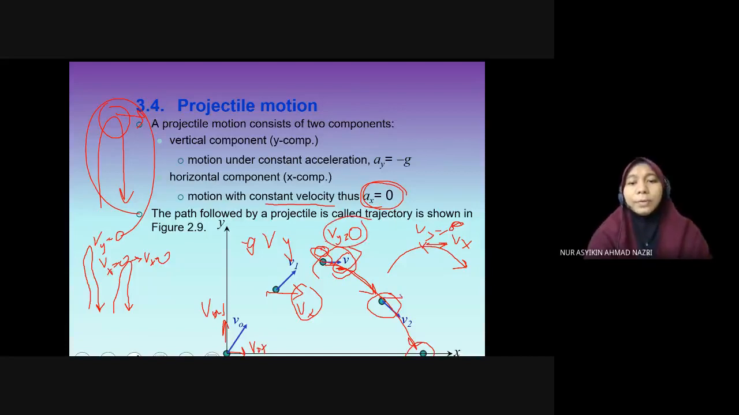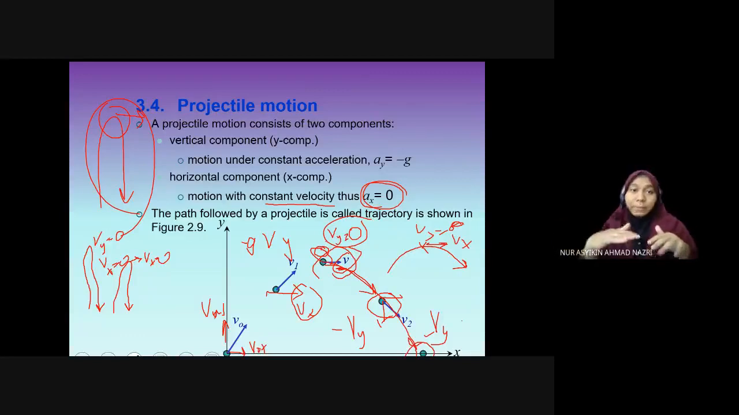Here we have, okay, when it has come down we have Vy negative. Here also negative when it starts to come down. Understand? So your Vx will always be maintained. Okay, from the start until it falls, you have only one value of velocity for the X component. But for the Y component, you are going to have different values, right?